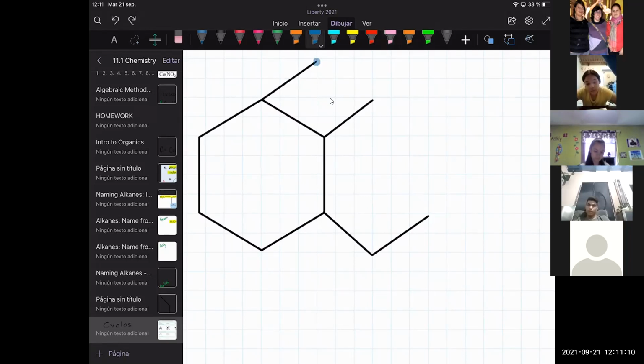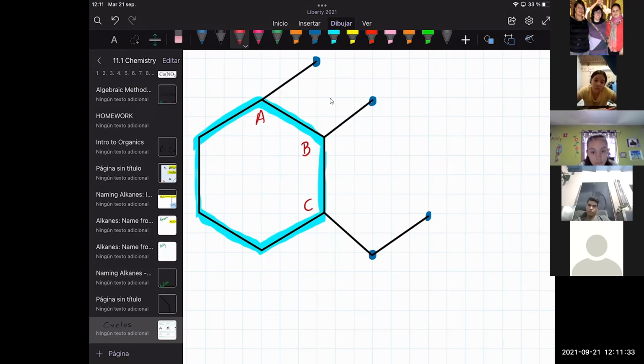But take a look here. You have these branches, and you have this cyclo. So this cyclo has 6 carbons. What is going to be my first carbon? A, B, or C? It's going to be C. The reason is because this one is ethyl, and ethyl is going to be listed first. So this is going to be the first carbon.